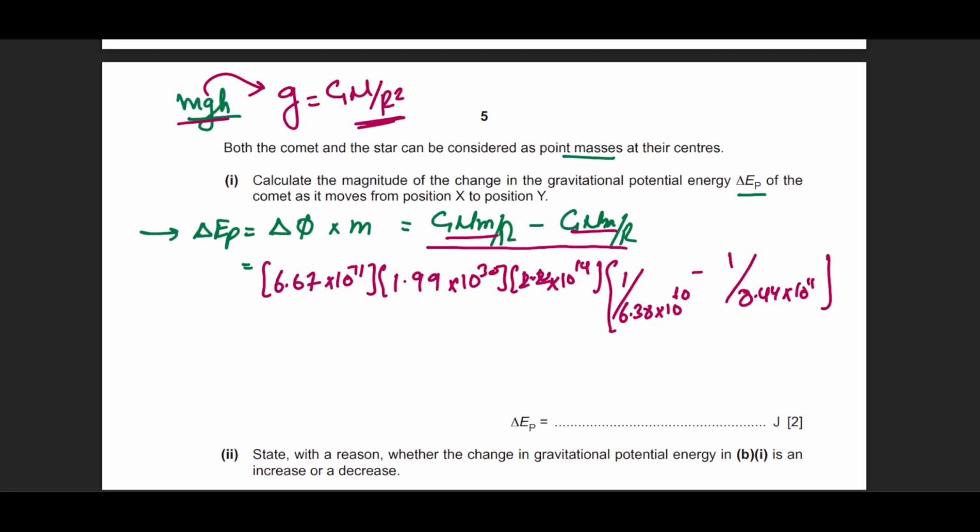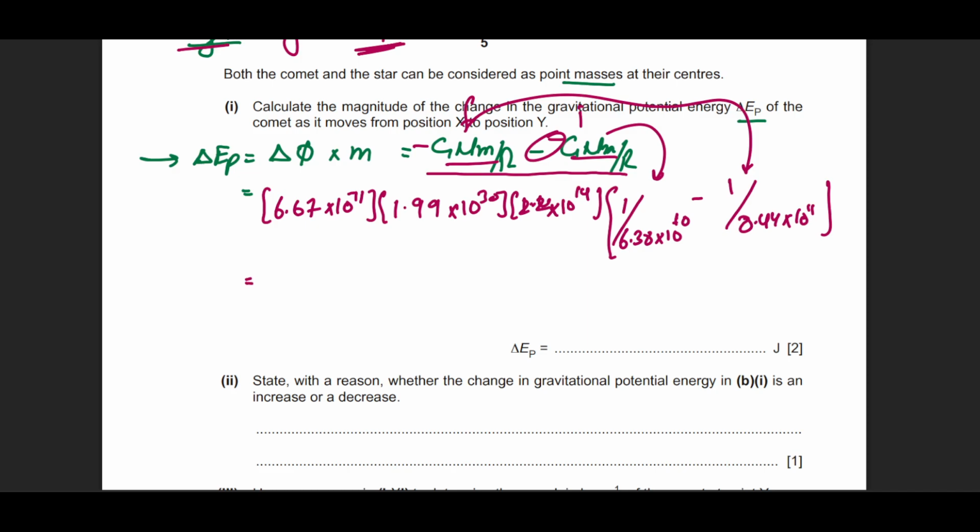You see, this will be final minus initial sort of thing. Final minus initial, but since both of them have a negative sign, this negative becomes positive. So this comes over here and this one comes over here. As simple as that, okay? All right. So when you're done solving, this comes out as 4.23 into 10 raised to power 23 joules.